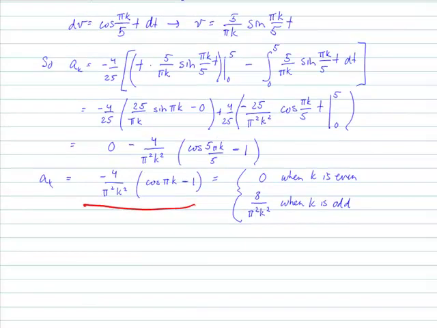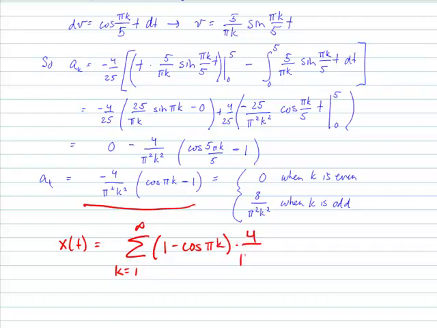And if you wanted to write that, the final result would be x of t equals the summation k equals 1 to infinity of ak. Let me write it this way: 1 minus cosine pi k times 4 over pi squared k squared cosine of k pi over 5 t. So this would be the final answer. And if you wanted to break it out between even and odd k, you could do that as well. Okay, so that's it for this example.